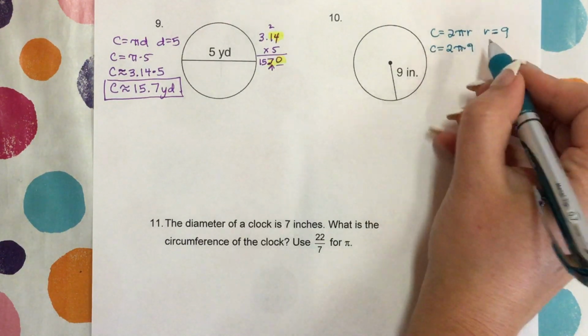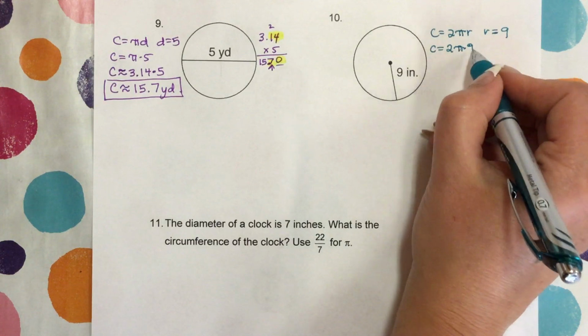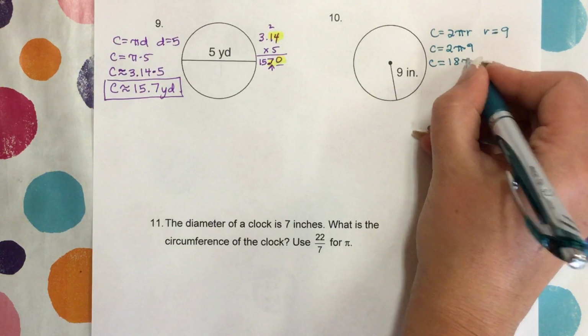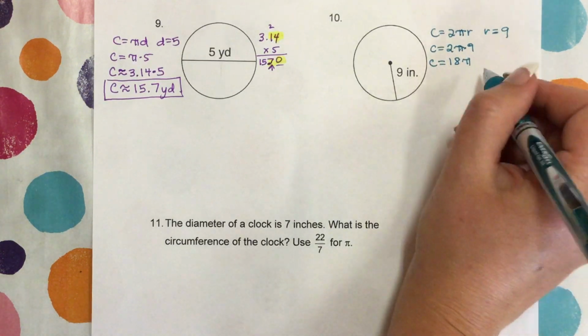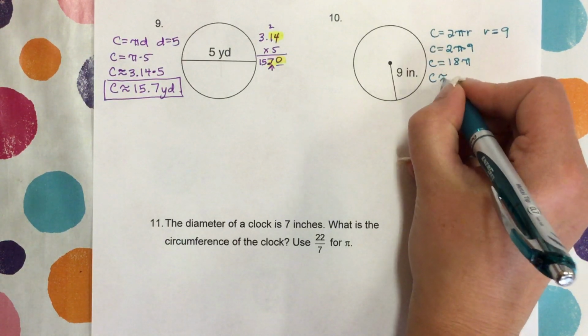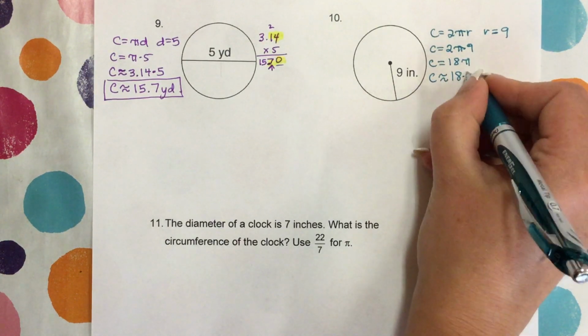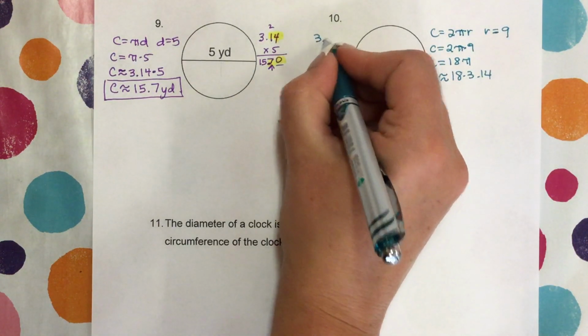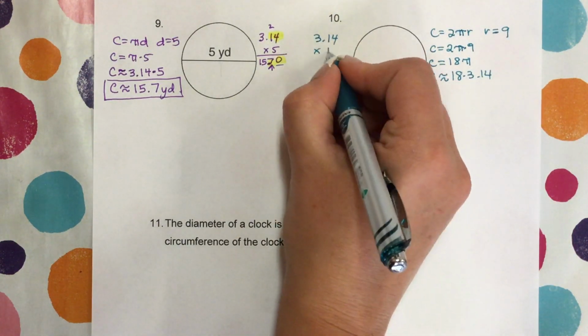Now, since this is all multiplication, I can multiply 2 times 9 first, which ends up being 18 pi. And then I'm going to go ahead and substitute 3.14 in for pi. When I do that, it becomes an approximation. So I have 18 times 3.14. To determine what that value is, I'm going to go off to the side and do that little multiplication problem here.